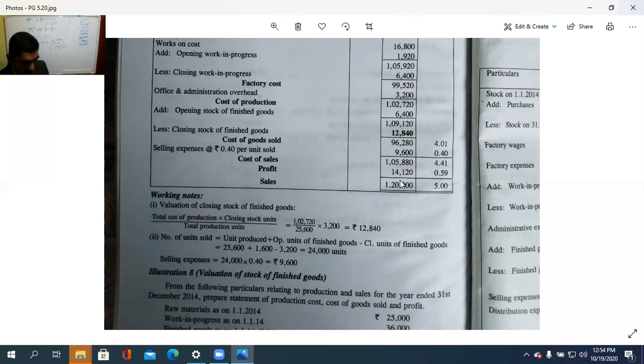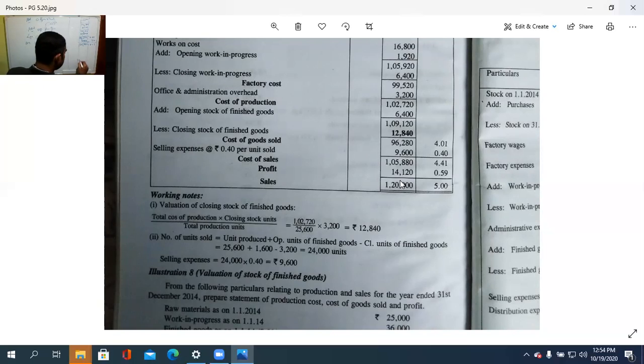So 96,280 divided by 24,000 is 4.01. The 24,000 units are what we sell. The net amount: 25,600 are produced, and after adjusting the opening and closing finished goods, 24,000 units are sold. The selling and distribution overhead is 0.40 per unit on those 24,000. So TC is 105,880. 105,880 divided by 24,000, how much is it? 4.41.